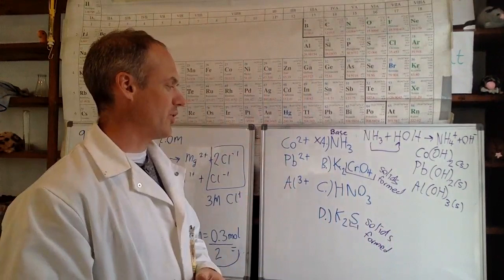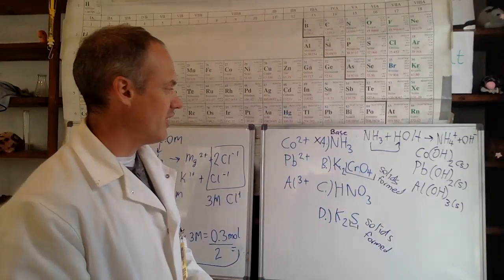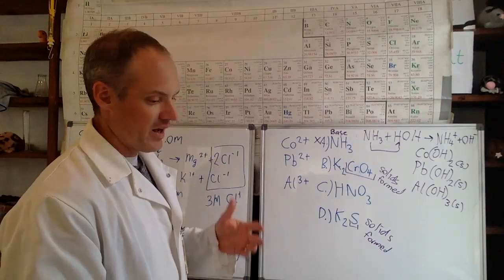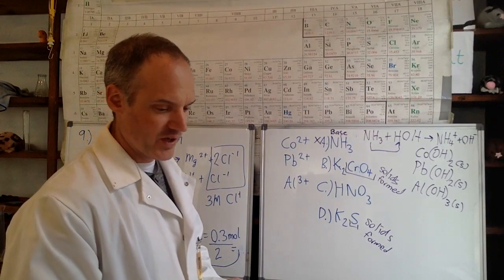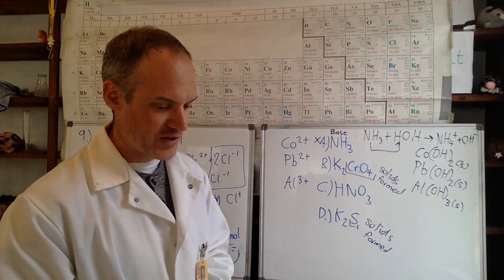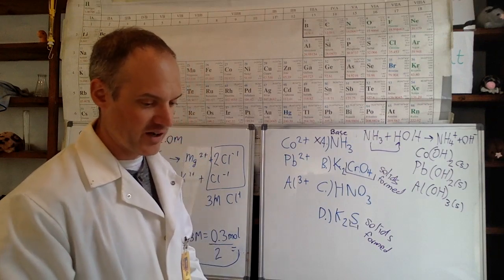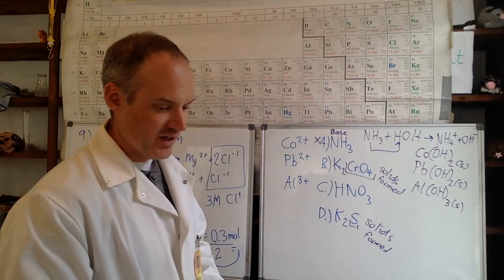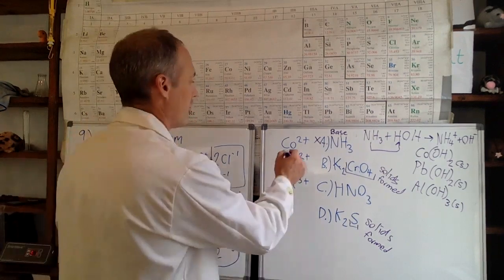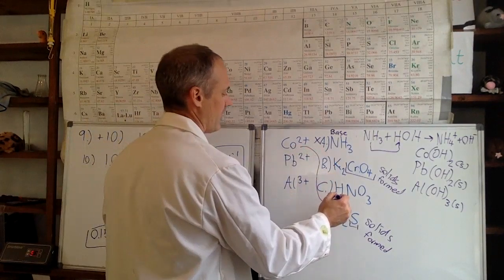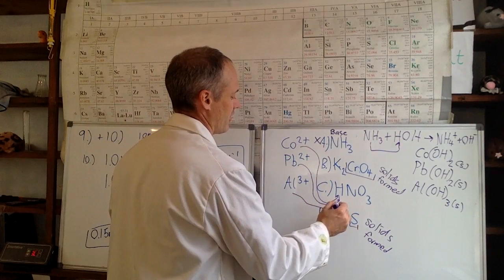So the one that we're left with is the nitric acid. So why is nitric acid different? Nitric acid is a strong acid, right? So in terms of the reaction with the 3 ions that we have indicated here, you're going to see a reaction where the cobalt kicks out the hydrogen, the lead kicks out the hydrogen, and the aluminum kicks out the hydrogen.